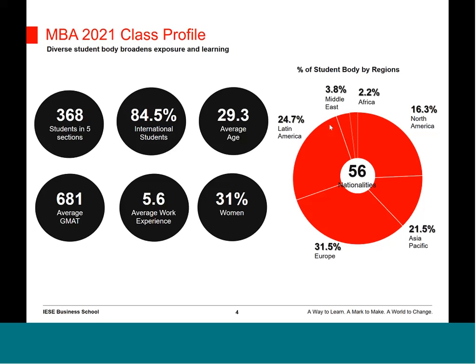We have 31% of women in our class this year, and this is a number we're always looking to increase, as I mentioned before, because diversity is important to us. We do have many scholarships for women, as well as initiatives organized by our Women in Business Club, such as a mentorship system and a Women in Business conference to support female leaders. The average GMAT is 681, and I'll speak about that in more detail shortly.